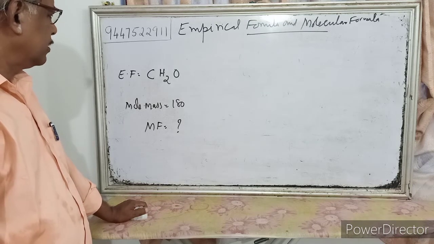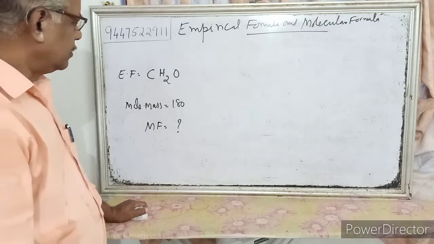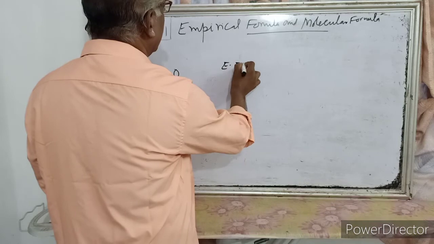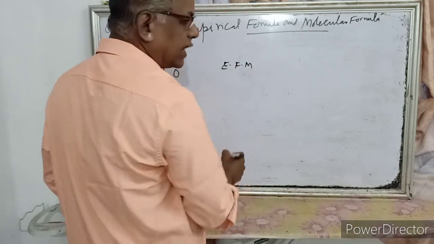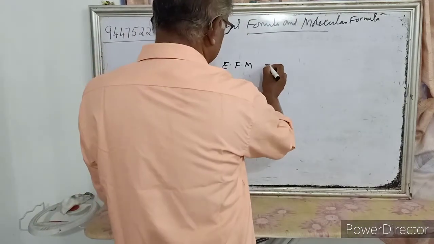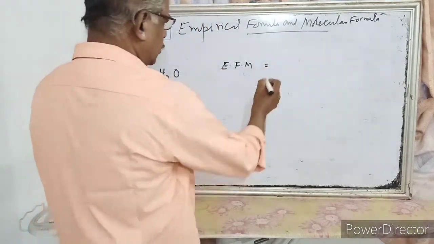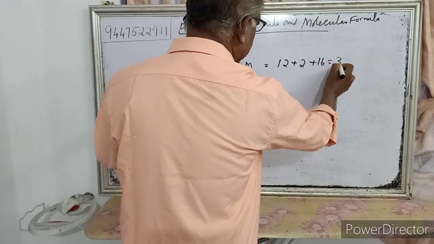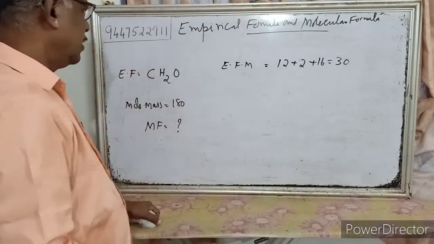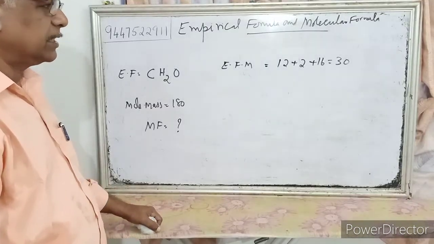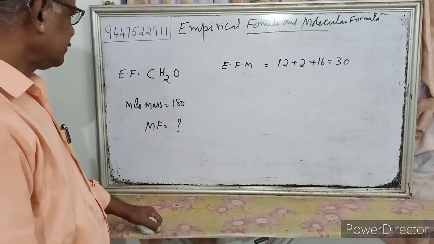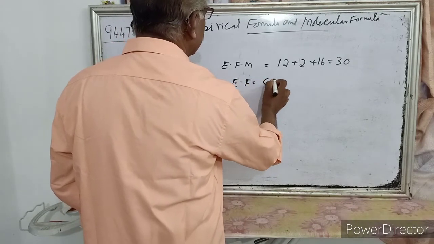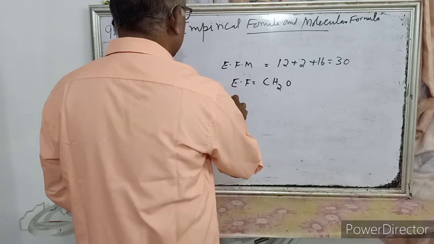So we have to first calculate the empirical formula mass, EFM. That is, atomic mass of carbon is 12 plus 2 hydrogen atoms plus 16, that is 30. Empirical formula mass of glucose is 30. Then the empirical formula given is CH2O.